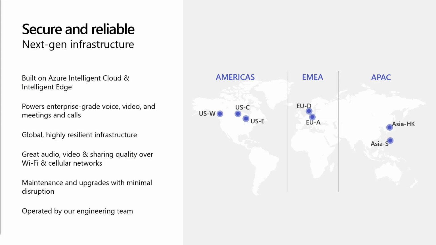We'll spend more time on the next module on the Microsoft Network, but at this point just know that the Microsoft Network is a secure, reliable, next-generation infrastructure built on Azure. It's globally and highly resilient, and it helps improve the audiovisual performance for Teams meetings.